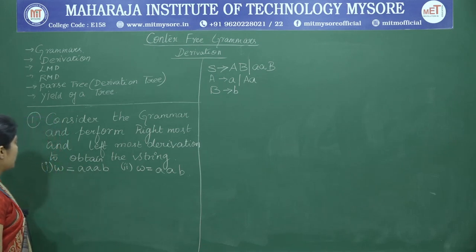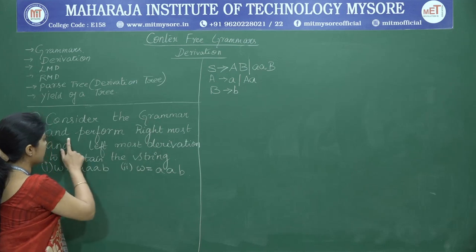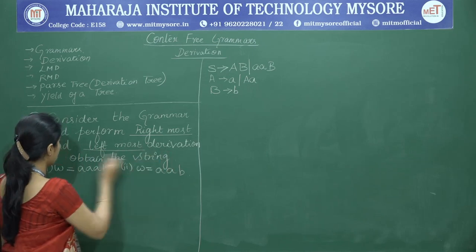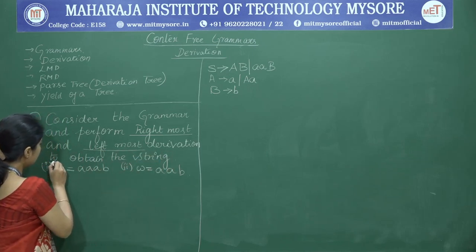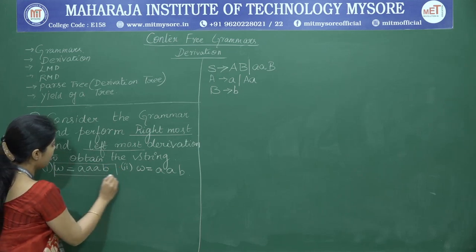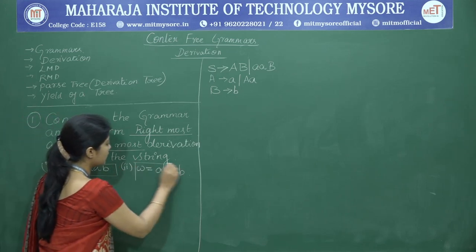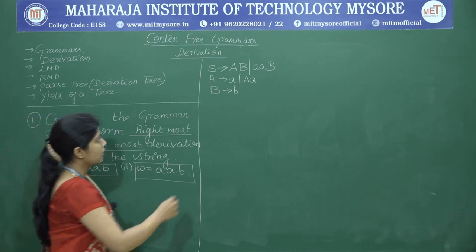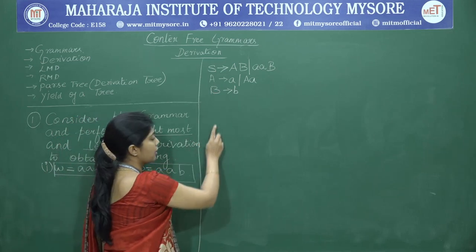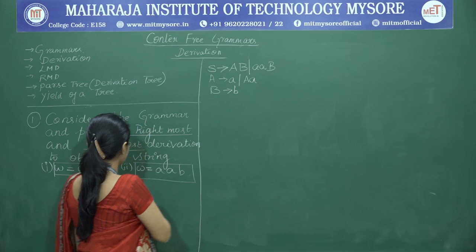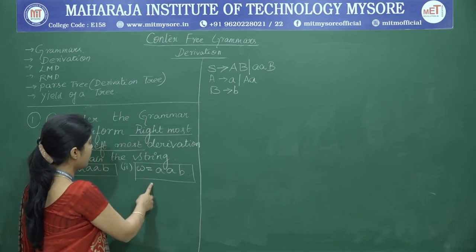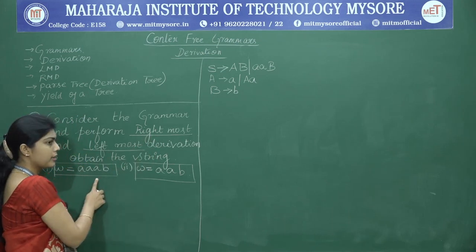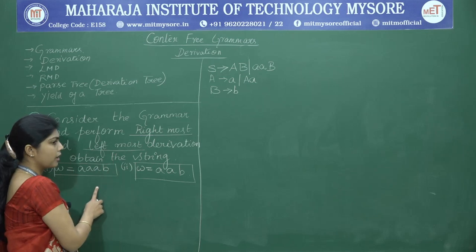So in the problem here they have said, consider the grammar and perform the rightmost and the leftmost derivation to obtain the string. The first string is w equal to aaa followed by a small b. Then the second string is 2 a's followed by a single b. And the given set of grammar production rules are these three. So we have to consider this and try to derive these two strings. Each time we have to perform two types of derivation: first the rightmost derivation to obtain the same string, and the leftmost derivation to obtain the same string.